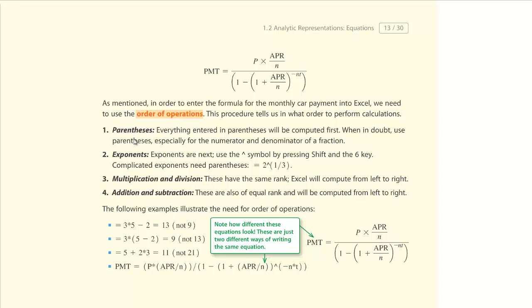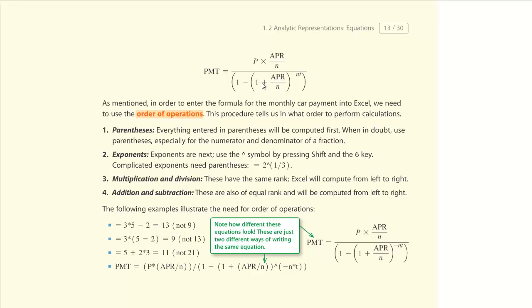Once that's done, you see, okay, are there any things that need to be raised to powers inside this parenthesis? No? Okay. Then we're going to multiply and divide everything from left to right. Then we're going to add and subtract everything from left to right. And then we move out of the parentheses and go to the next set and do all that and so on and so forth.